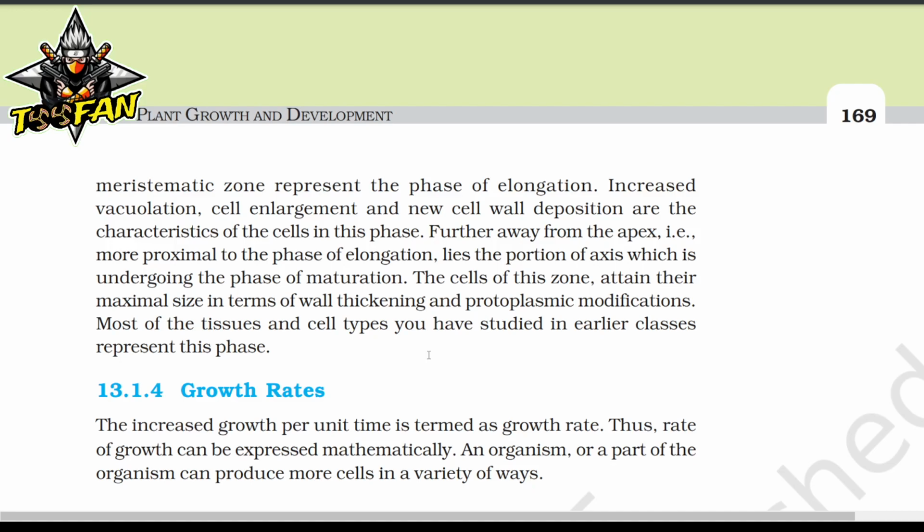Further away from the apex, that is, more proximal to the phase of elongation, lies the portion of the axis which is undergoing the phase of maturation. The cells of this zone attain their maximal size in terms of wall thickening and protoplasmic modification. Most of the tissues and cell types you have studied in your earlier classes represent this phase.